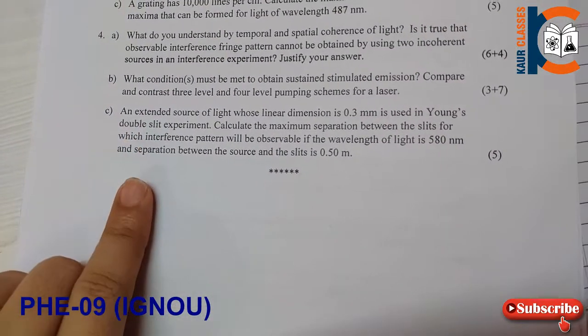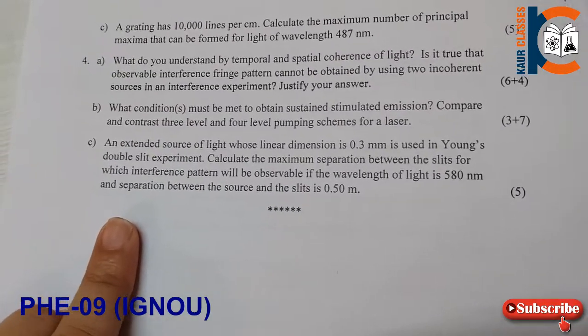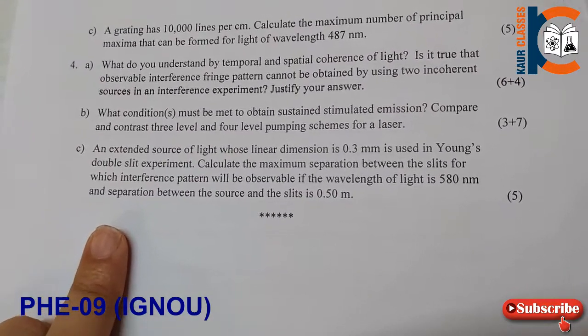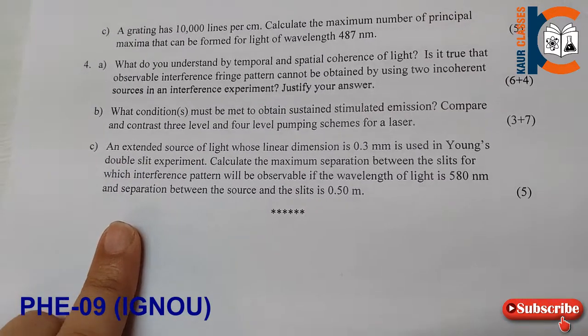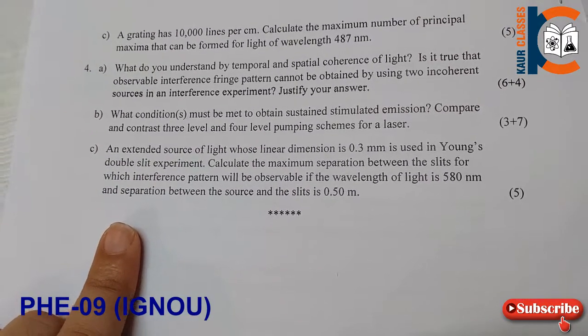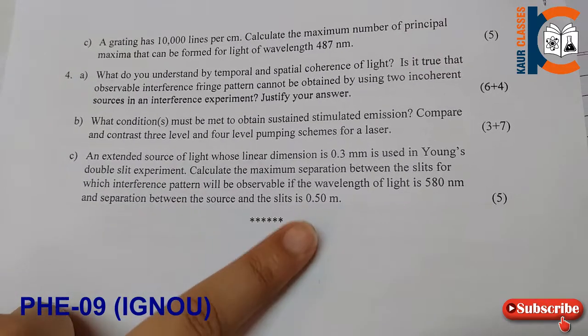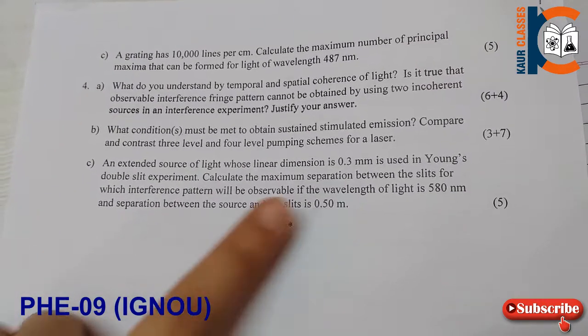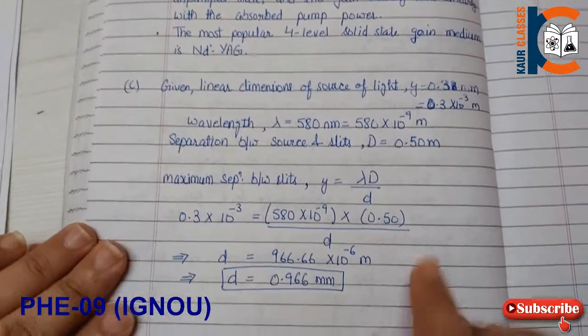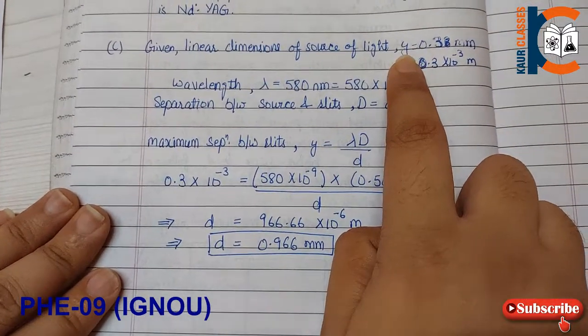Last question of this assignment: an extended source of light whose linear dimension is 0.3 mm is used in Young's double slit experiment. Calculate the maximum separation between the slits. Lambda is given and the distance between the source and slit is also given. What we have in the numerical is y.